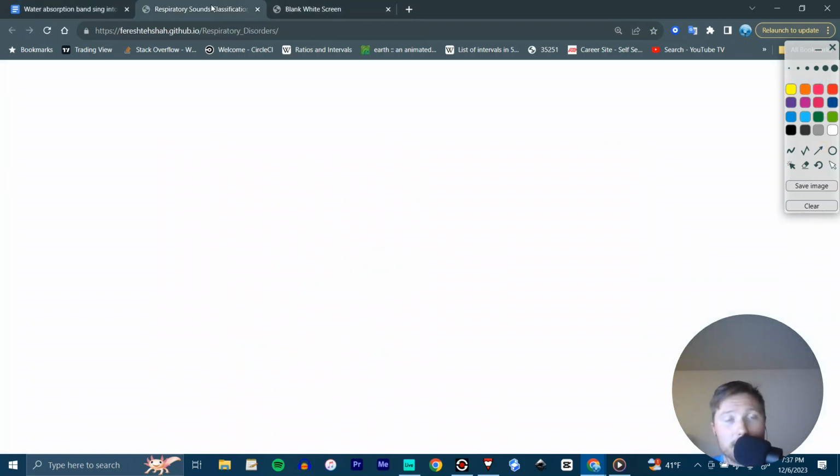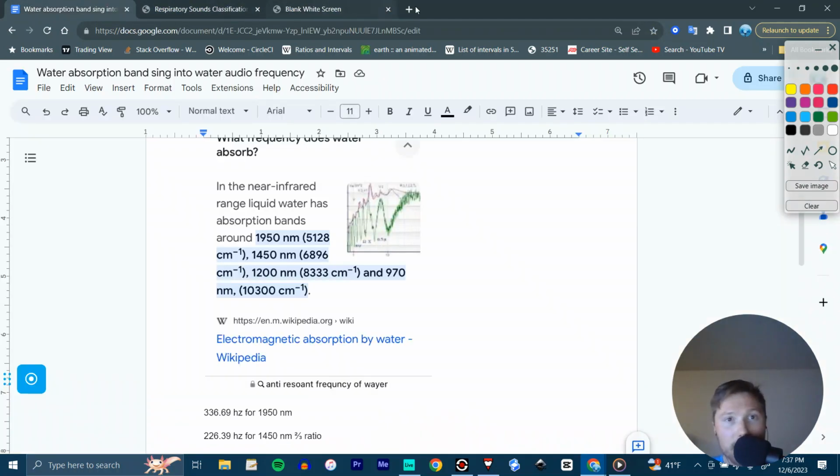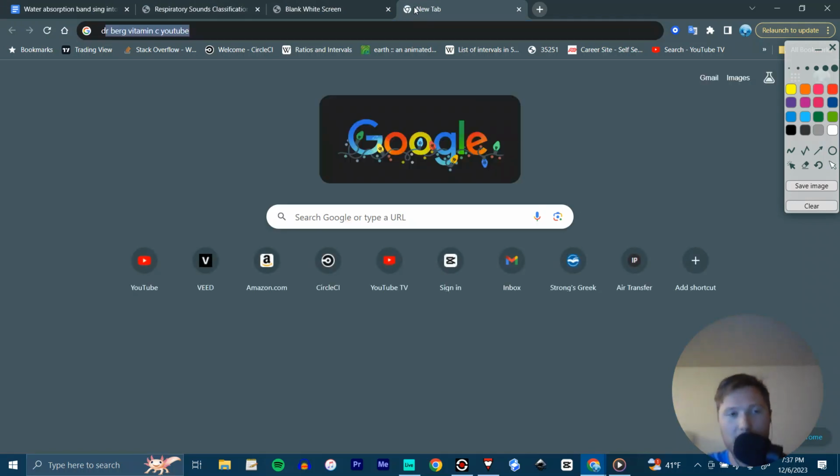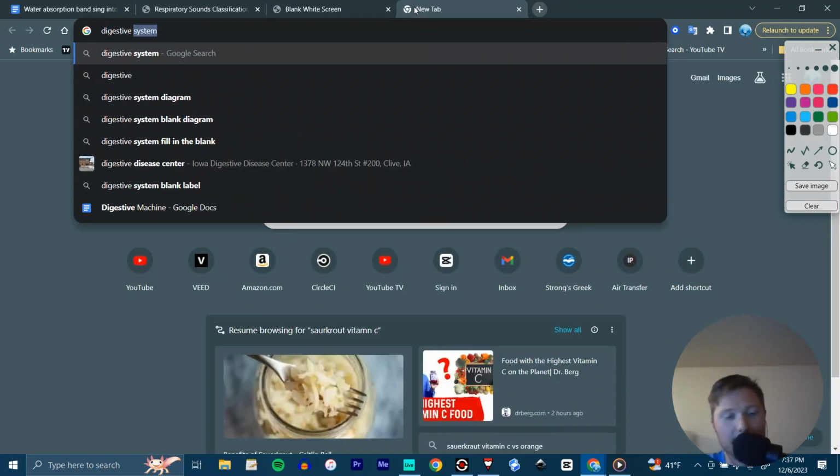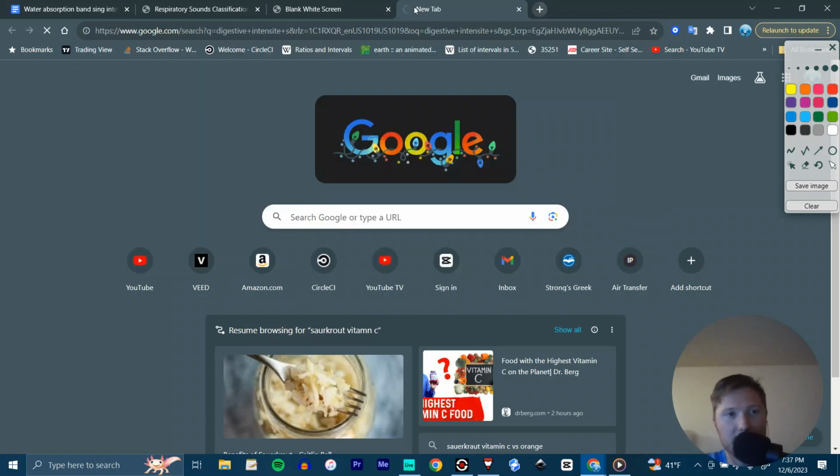Okay. Also, another thing, in terms of memorization, so being able to memorize something. So let's look at the digestive tract. Let's just specifically look at the intestines.